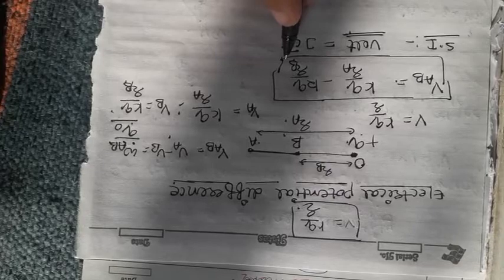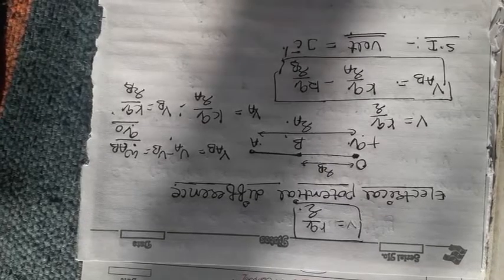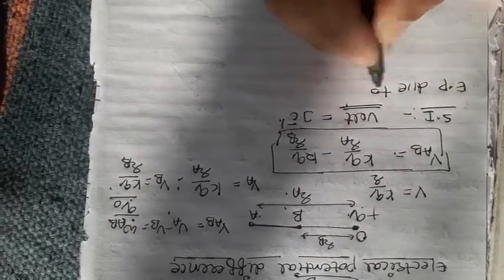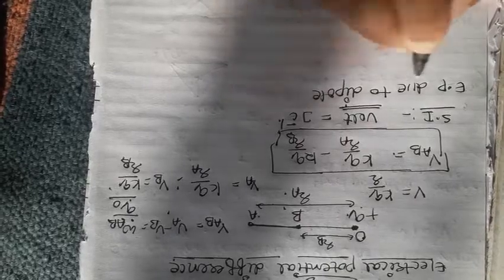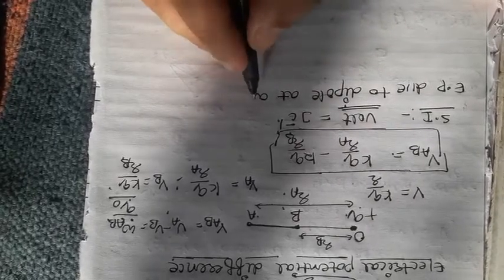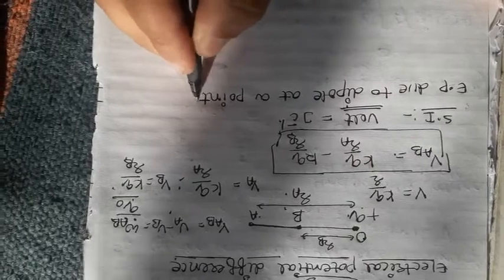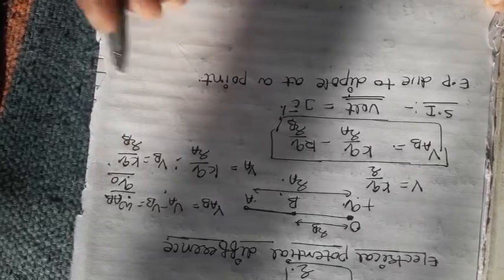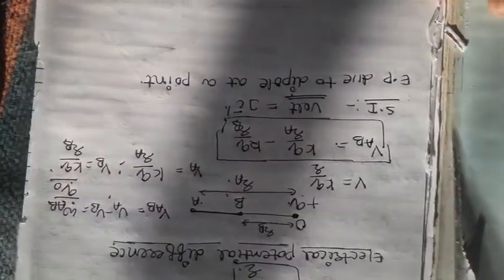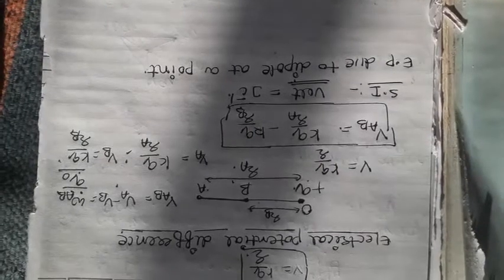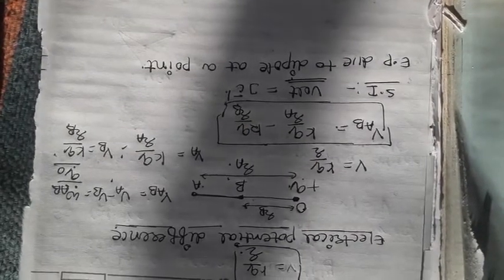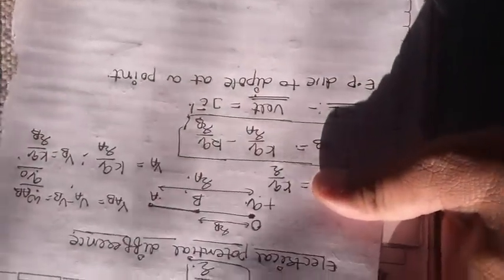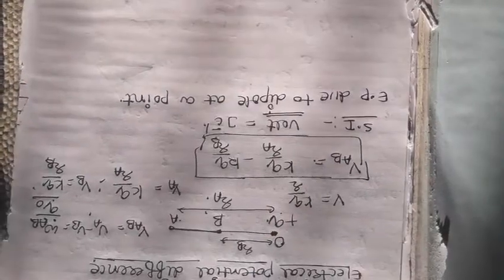The next question that comes to our mind: let us find the electric potential due to a dipole at a point. Let us find the electric potential due to a dipole at a point. Which point? At a point on its axial line.